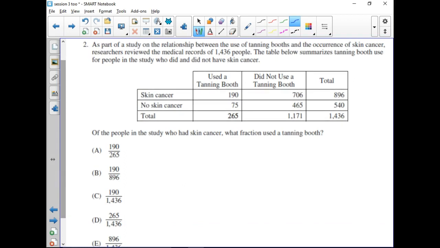As part of a study on the relationship between the use of tanning booths and the occurrence of skin cancer, researchers reviewed the medical records of 1,436 people. The table below summarizes tanning booth use for people in the study who did and did not have skin cancer. Of the people in the study who had skin cancer, what fraction used tanning booth? There's a key word here. What is the key word right away?